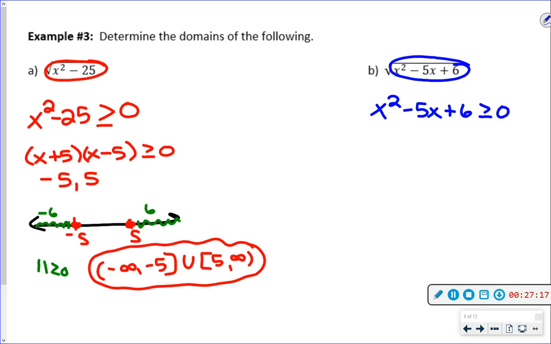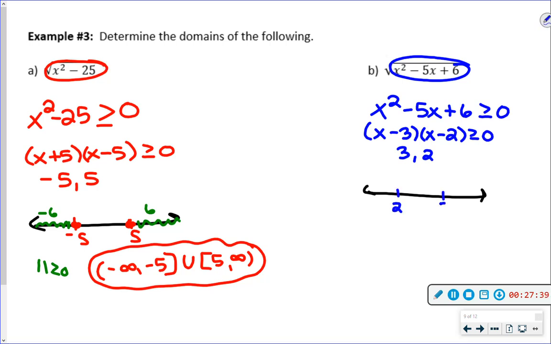I want it to turn out to be positive. Okay. Now, quadratic, we love to factor. Multiply to 6, add to negative 5. Got it. So my critical points, 3 and 2. And then we're just on the number line, testing away. 2, 3.